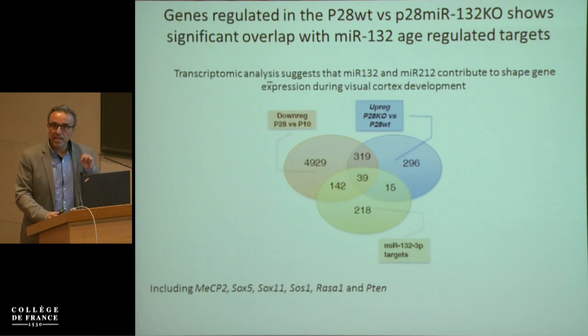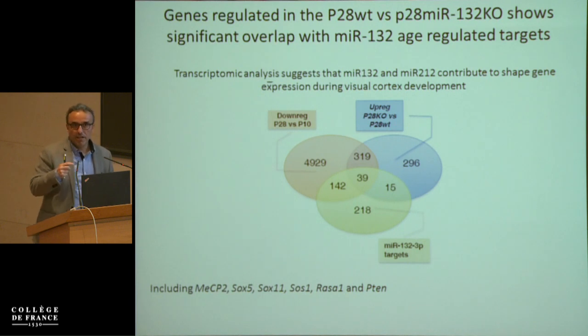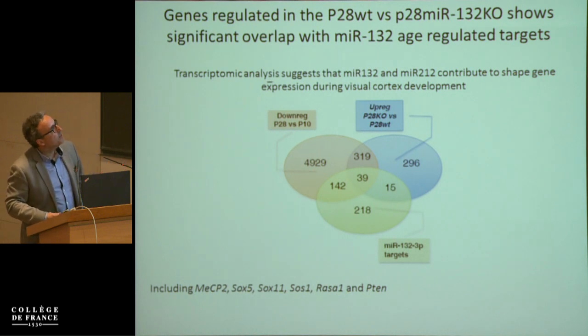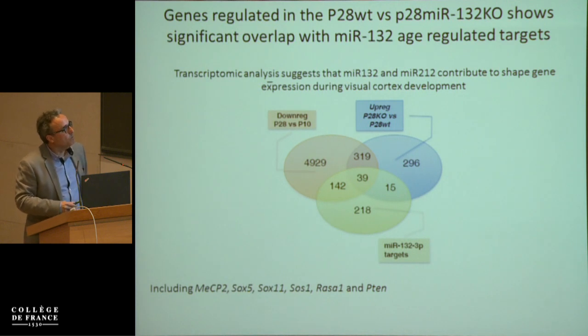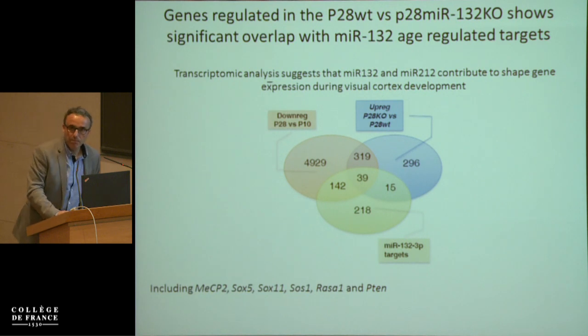From the same samples in which we did this small RNA-seq, we also did a normal RNA-seq. So we could correlate the RNA, the probable targets of the microRNA, with the changes in the miRNA level. In particular, here we analyzed the messenger RNAs that become regulated with age, and you see that there are many, among them those that remain upregulated in the absence of miR132.